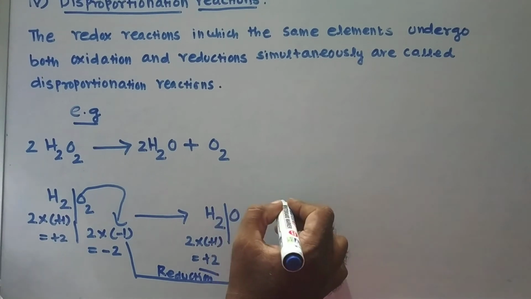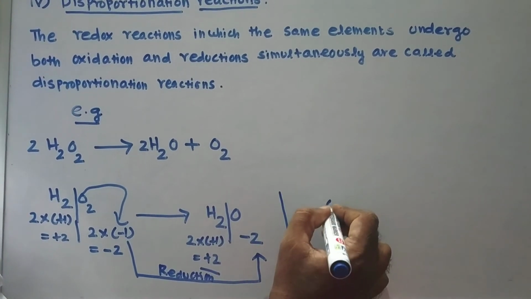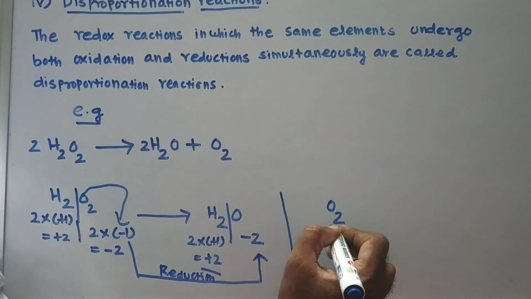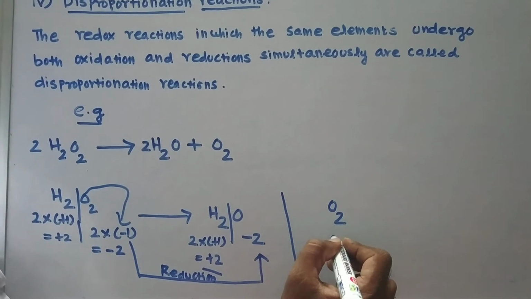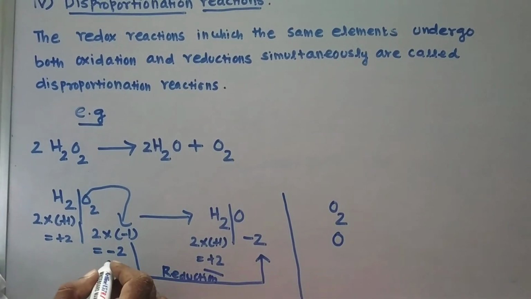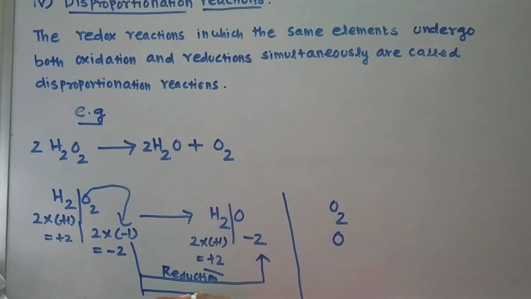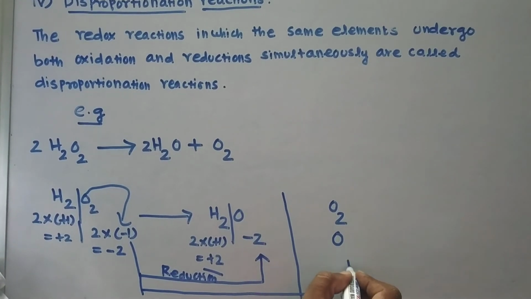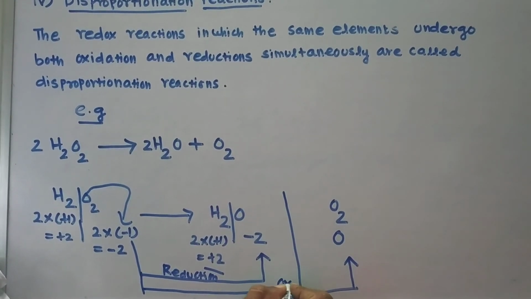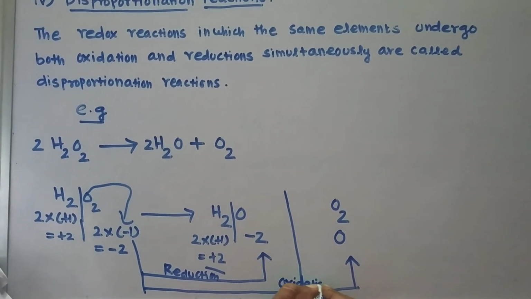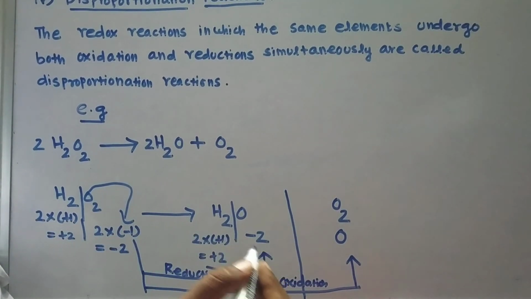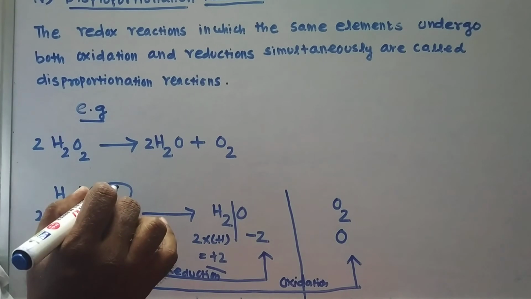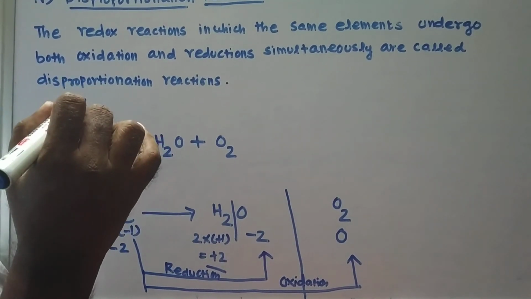In the same element, now let us consider oxygen. It's in the molecular state, therefore the oxidation number of oxygen is 0. Here, from -1, it becomes 0. Therefore, there is a loss of electron. So, loss of electron is called oxidation. So, in the same reaction, the oxygen undergoes oxidation and reduction. Therefore, these kinds of reactions are called disproportionation reactions.